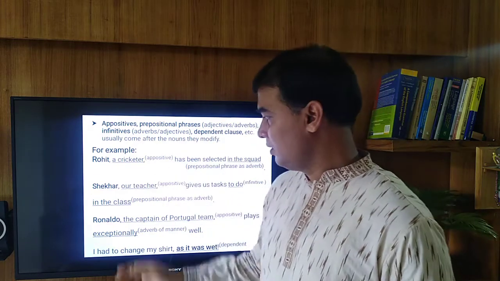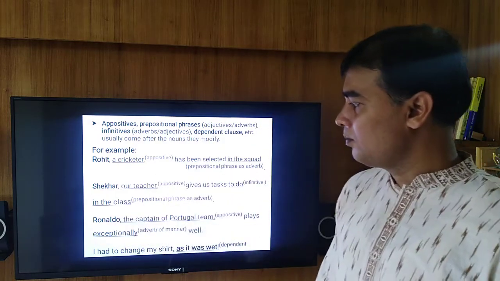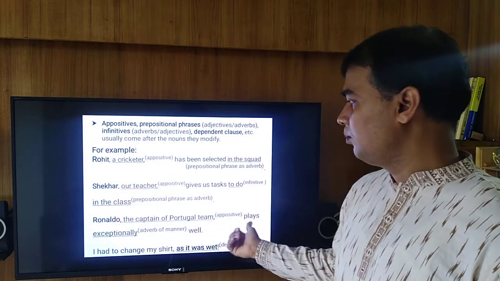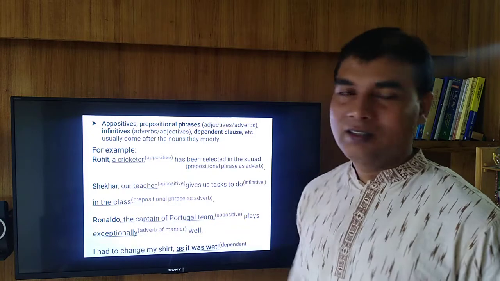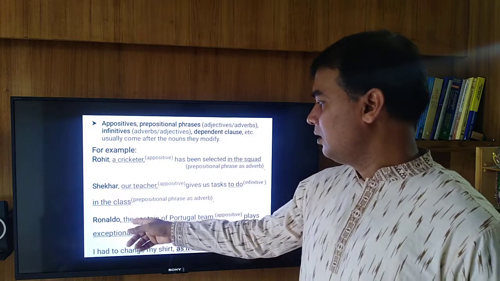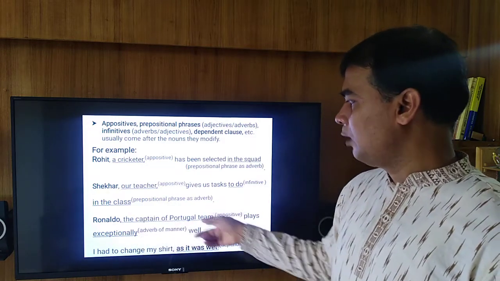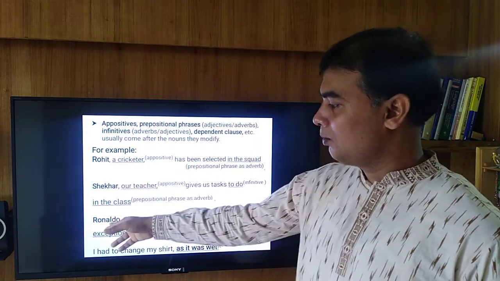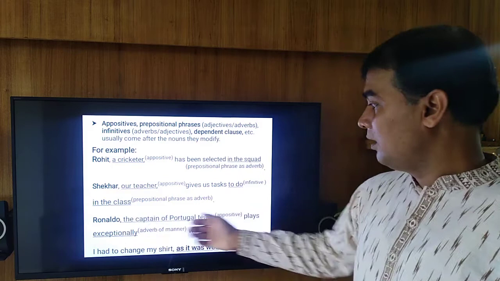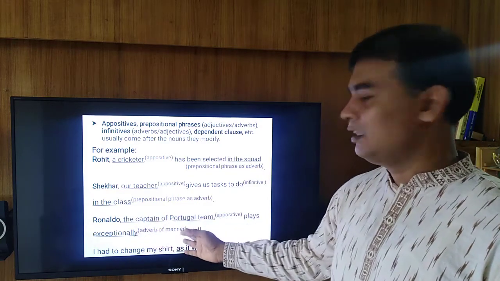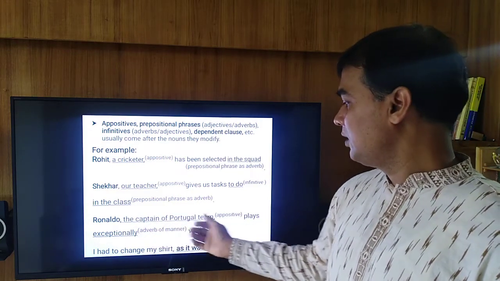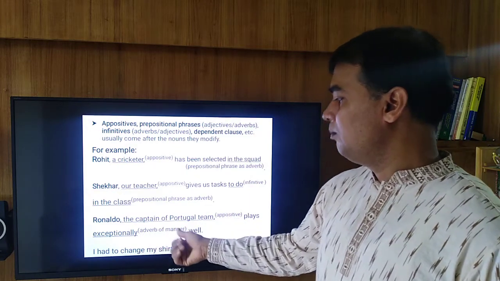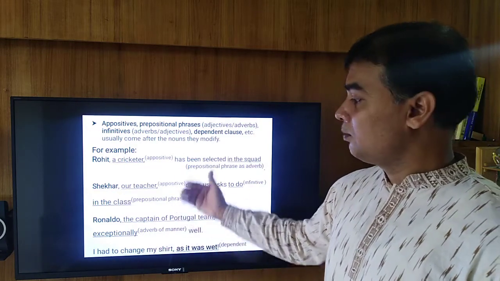And in the third example: Ronaldo, the captain of Portugal team, plays exceptionally well. In this sentence, "the captain of Portugal team" is an appositive because it gives additional information about Ronaldo. And then "exceptionally" is an adverb of manner. So here you see appositive and adverb of manner work as post-modifiers.